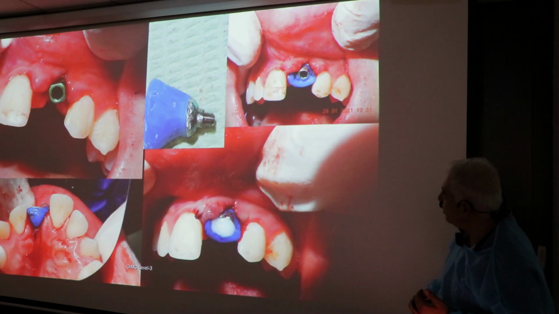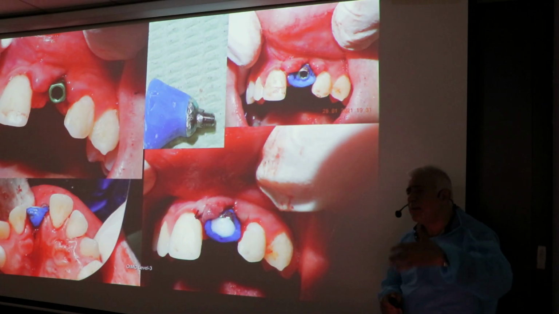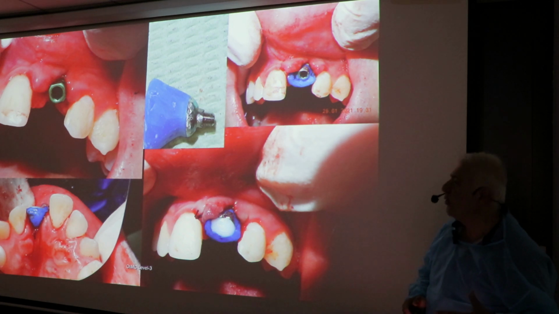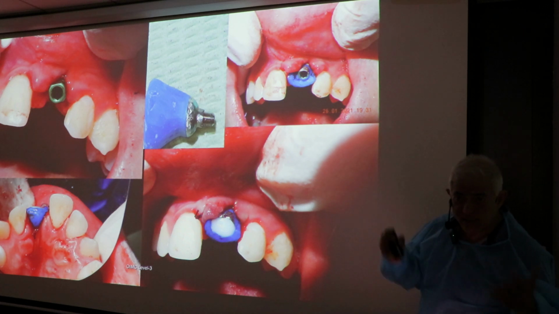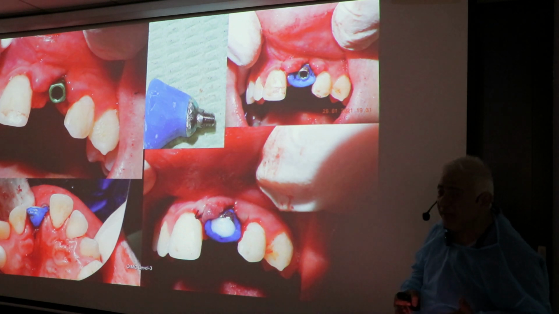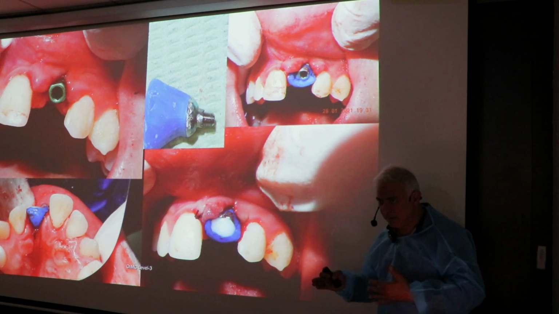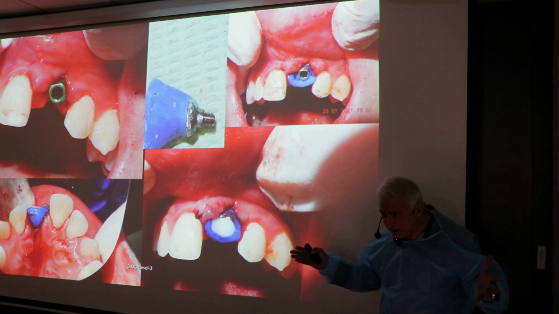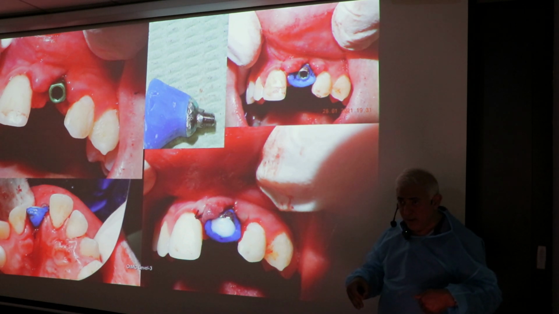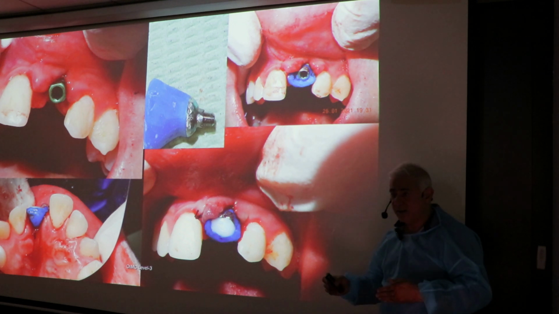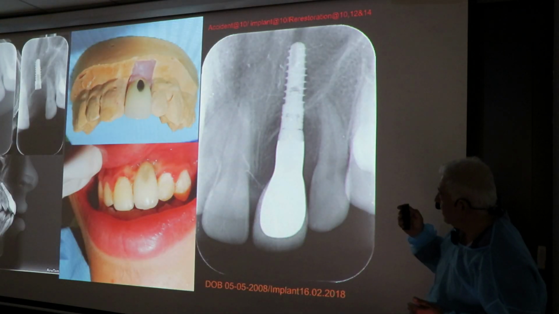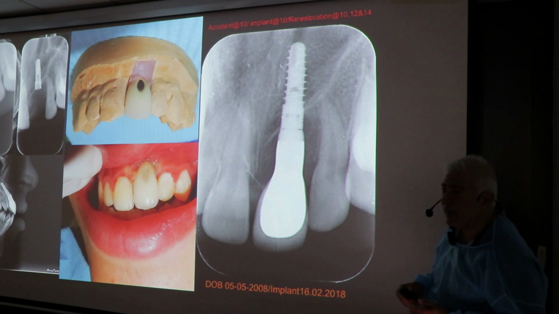So what we had to do to make it work, we had to make a custom made multi-unit abutment. Normally multi-unit abutment comes from the factory, correct? Nobody makes a custom-made multi-unit abutment. But because this young guy received his implant at the age of 8.